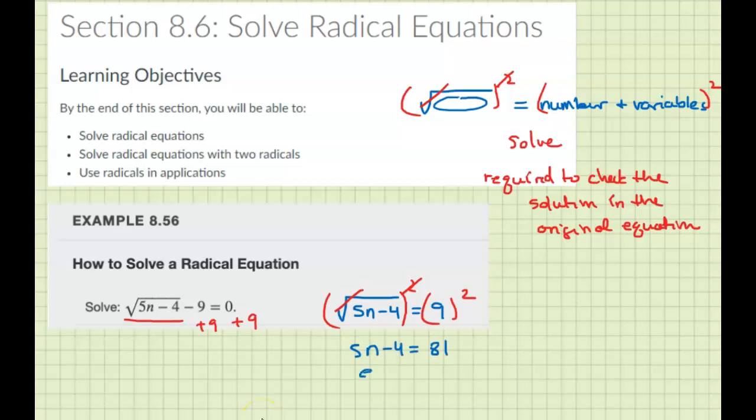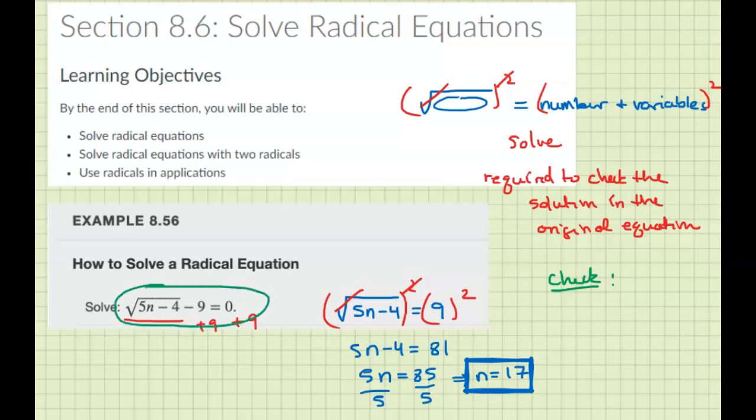Now we solve. So we have 5n equals 85, divided by 5, which means n equals 17. So this potentially is my solution. But we need to check. You don't check just to see that you worked it right. You check to see if this is valid. So you need to check back in the original equation or one of the equations that still has a radical in it. So let's plug it in there.